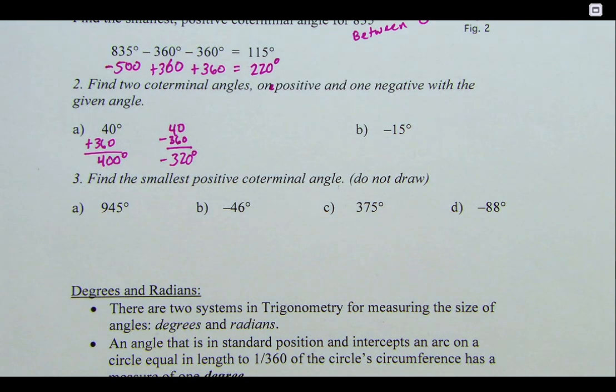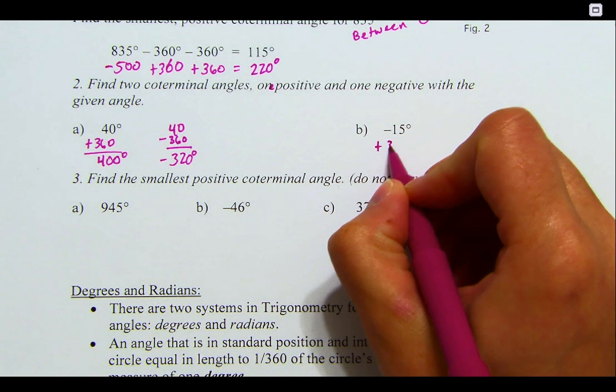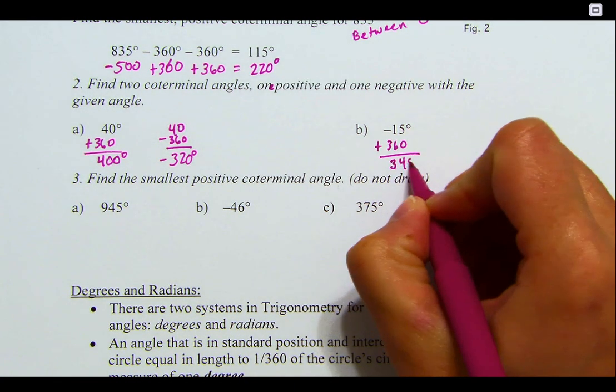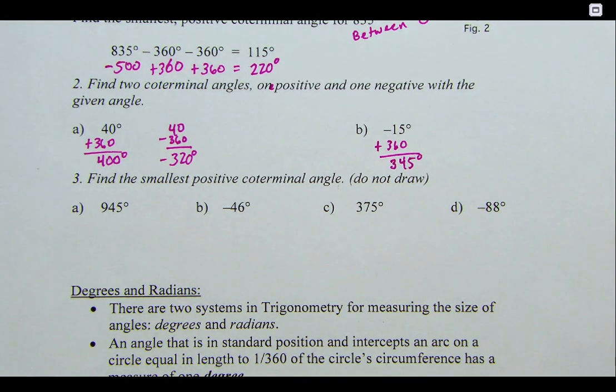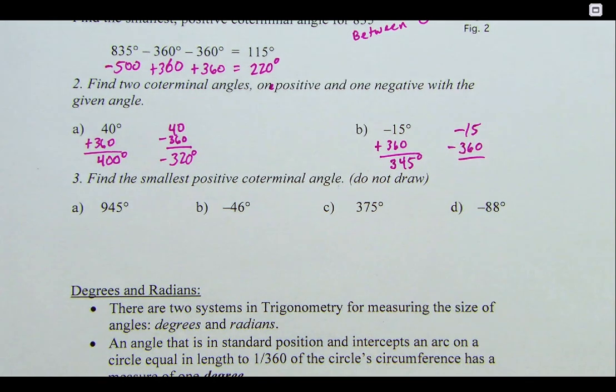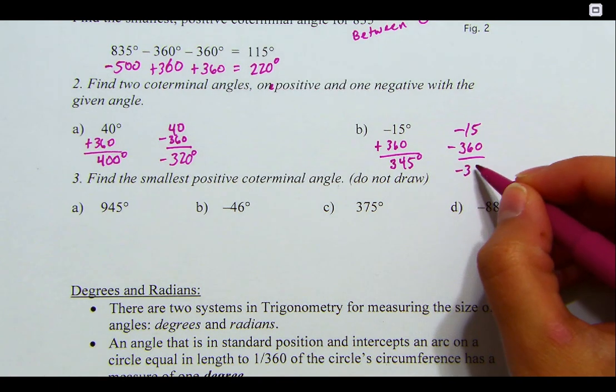Now those aren't the only correct numbers. We could have added 360 twice, or we could have subtracted 360 twice. That part doesn't really matter. Typically though, we're just going to add and subtract 360 once to whatever number we're given. So again, for the next one, if we're talking about negative 15, I can start by adding 360 to that. So that would give me a 345. And then if I wanted a negative one, I would take my negative 15 and then I would subtract 360. So that would give me negative 375.